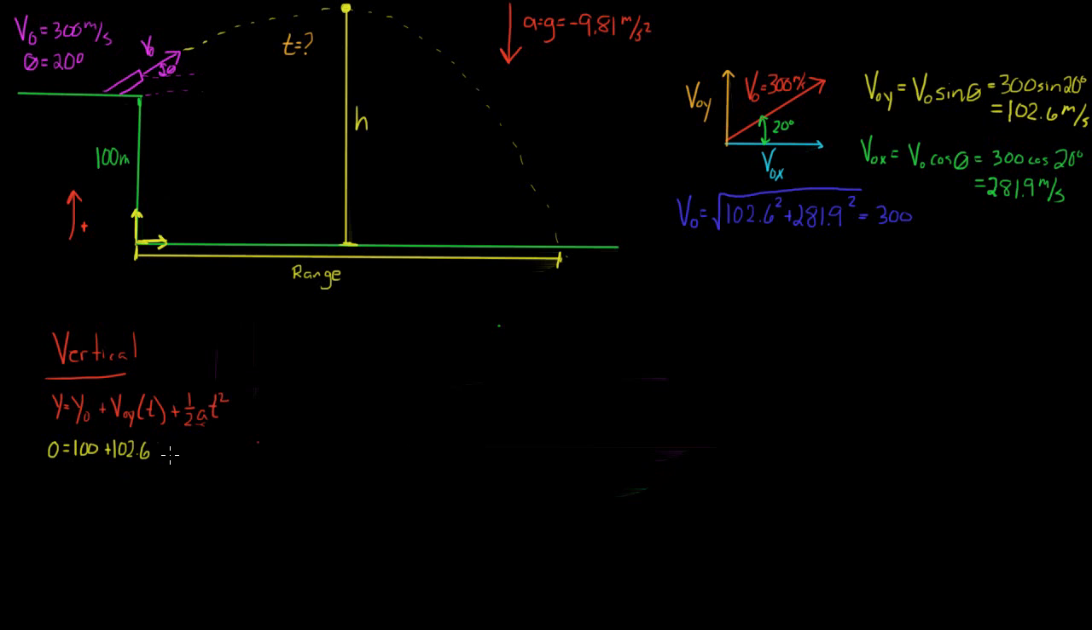And we're solving for time, so it's still an unknown. And then we're going to put in our acceleration. Here's the minus sign, minus 9.81. It's being multiplied, so we can just move the minus sign out front. And we have a time squared. So we have to solve this equation right here for time.